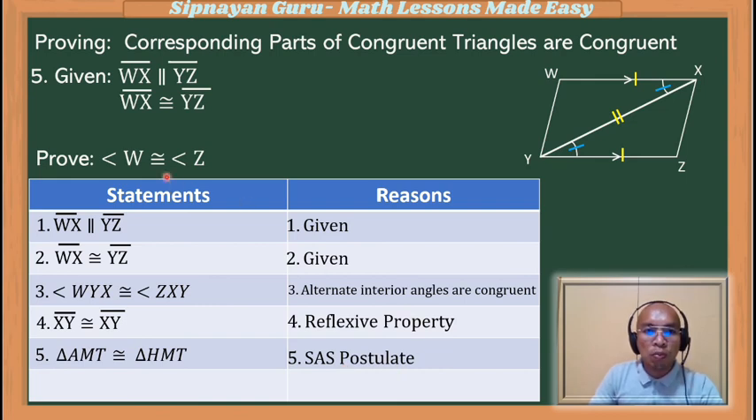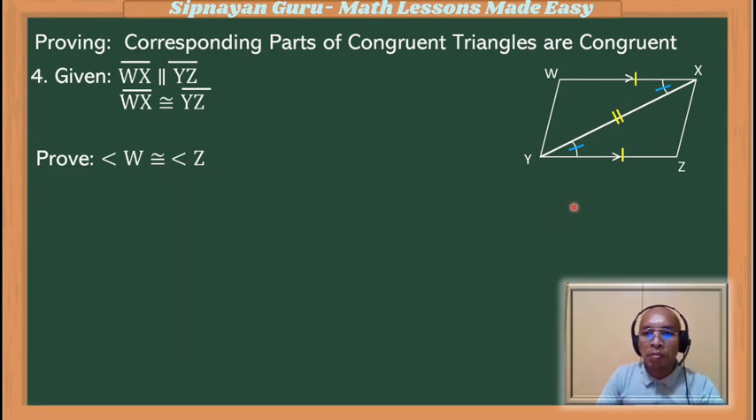What is asked to prove is that angle W is congruent to angle Z. We can conclude that this statement is true by virtue of the CPCTC theorem. Based on the CPCTC, we can also conclude that these two sides are parallel, and we all know that by the definition of a parallelogram, the opposite sides are parallel and the opposite sides are also equal. So we can say that this is also equal by the CPCTC theorem.